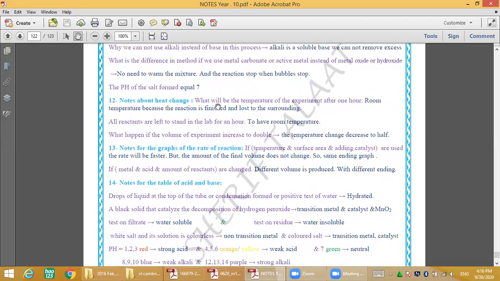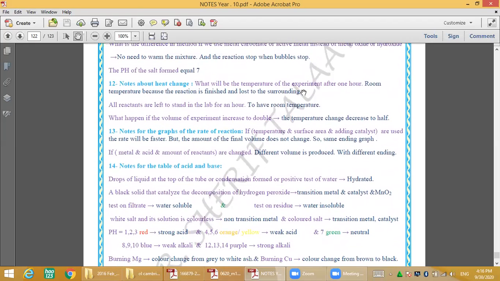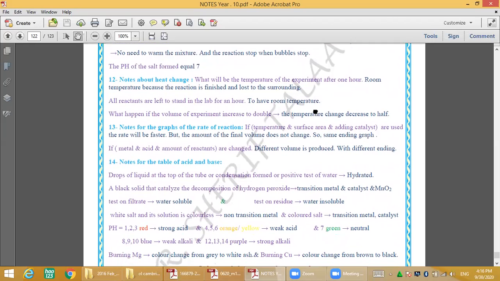About heat change, what will be the temperature of the experiment after 1 hour? Room temperature. Why? Because the reaction is finished and heat is lost to the surroundings. All the reactants are left standing in the lab for 1 hour to reach room temperature.